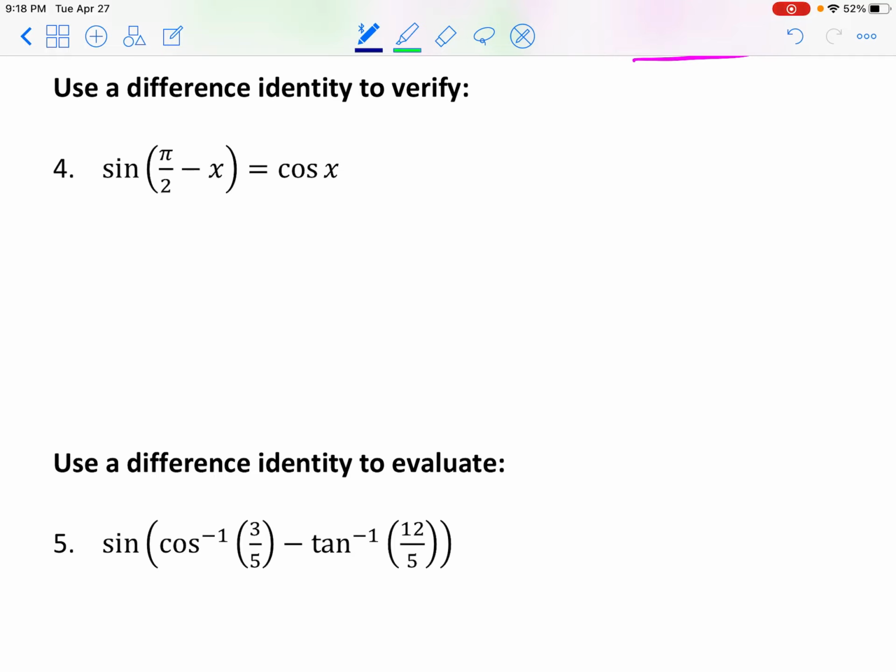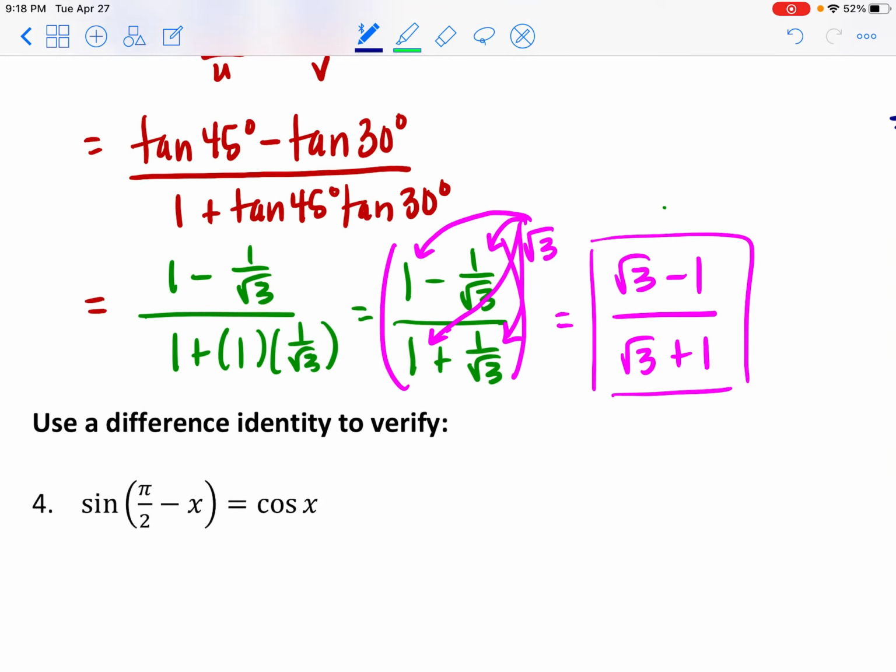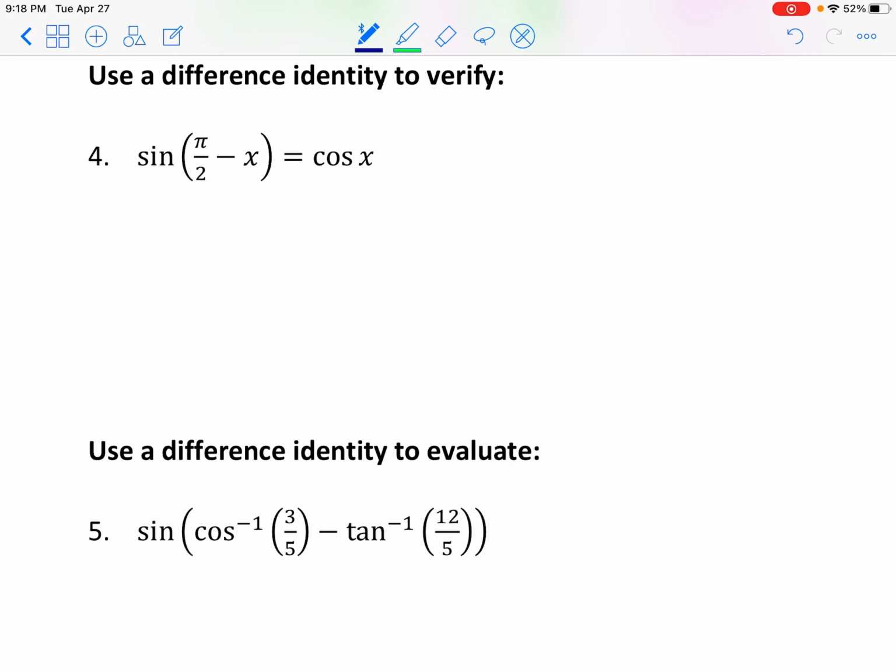So this one, the direction is to use a difference identity to verify. Unlike the others where we're trying to find exact values, we're going to actually verify. We already have that one side's equal to the other. Remember, when we're verifying, we pick a side and simplify it down and transform it to look like the other side. We pick the side that looks more complicated, so we're going to go with this side over here.